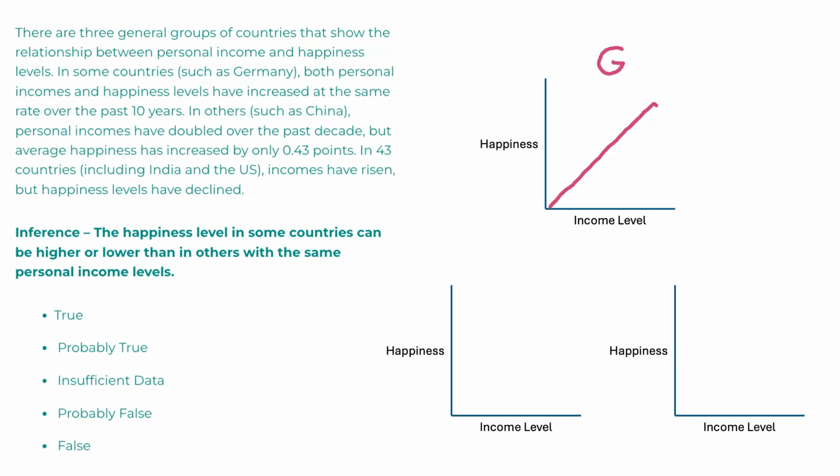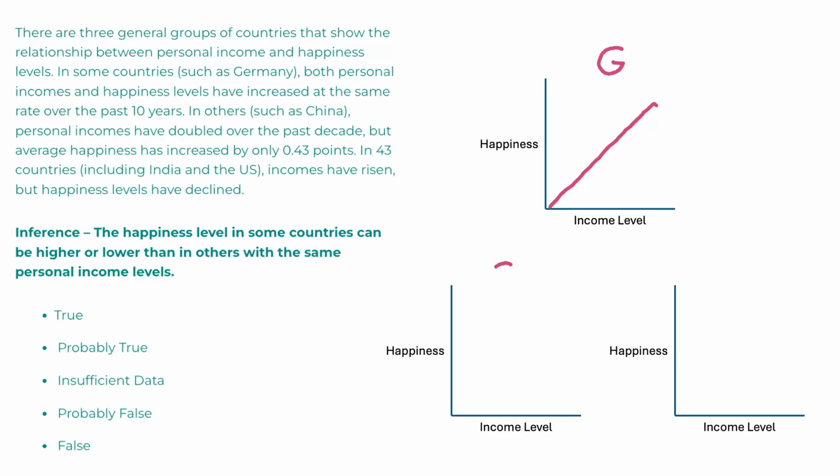Now, the text continues. In others, which is to say other countries, such as China, personal incomes have doubled over the past decade, but the average happiness has increased only by 0.43 points. So this is less than a double in happiness. So we see a fundamentally similar relationship as what we saw for Germany, where both the happiness and income level are increasing, but just not at the same rate.